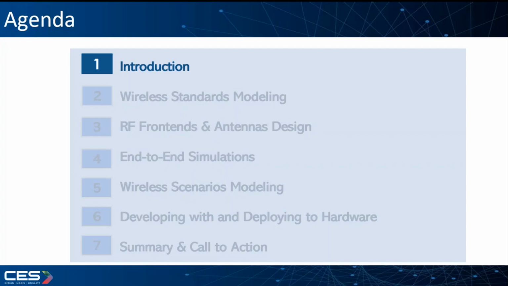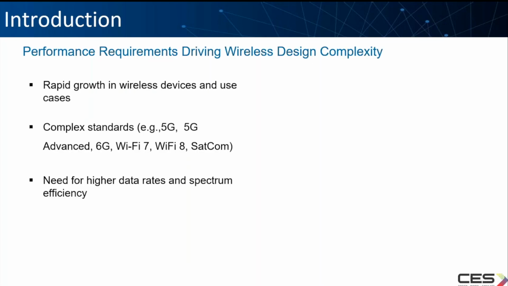Let me begin with a quick introduction to set the stage for what we are exploring today. We are seeing explosive demand across different industries when it comes to wireless communication standards, from consumer electronics to automotive and IoT, each with unique requirements. These standards are powerful, but implementing them involves a lot of sophisticated features, including massive MIMO, beamforming, and so on and so forth. There is also a constant pressure to push more data through limited spectrum.